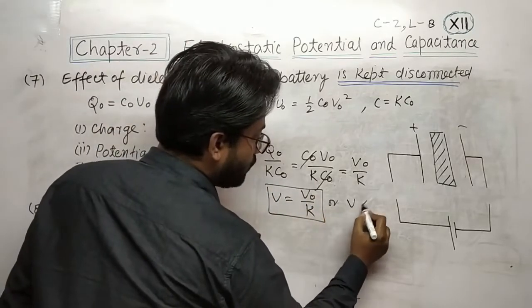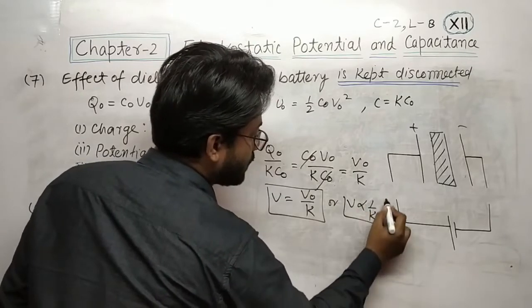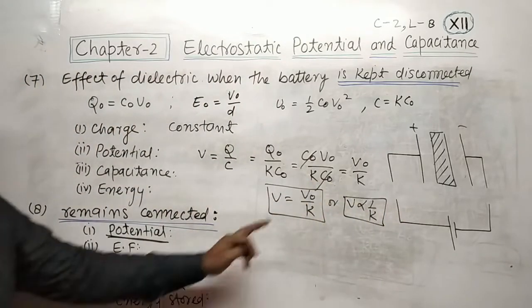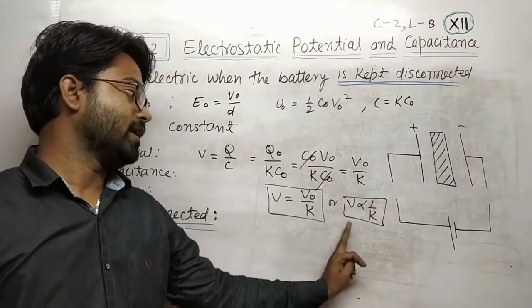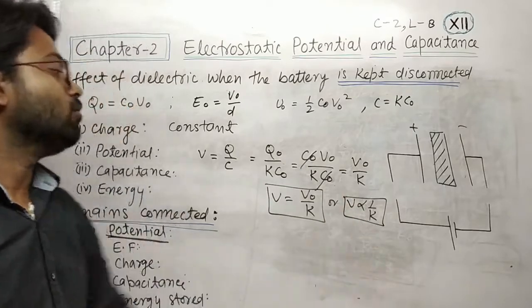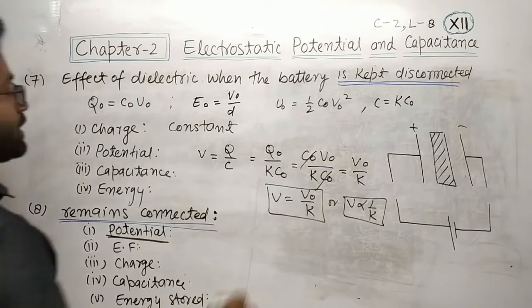or we can write V is inversely proportional to K. Potential will decrease when we increase the value of dielectric constant K.